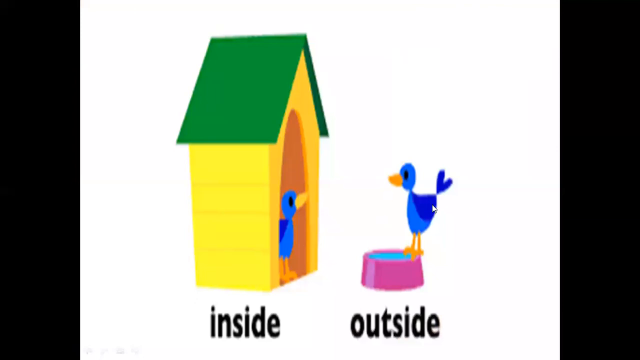Now look at this picture. You can see two birds. One of them is outside and one of the birds is inside. That is I-E, in, inside, inside the house. So I-E, inside.